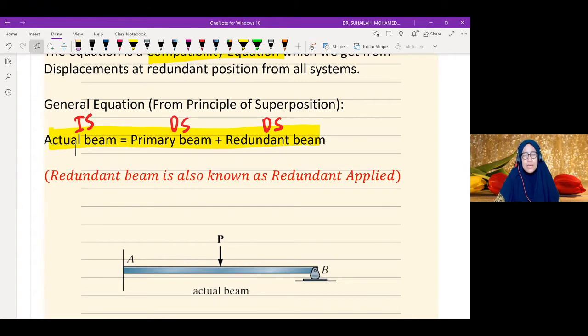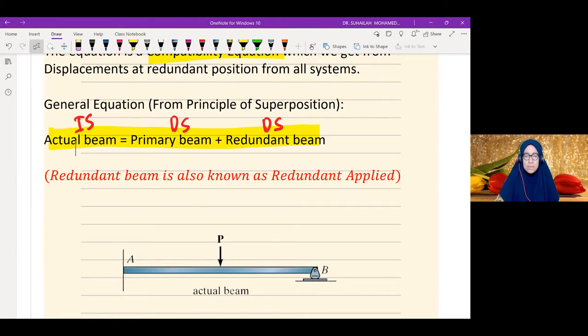Normally, whenever we analyze a structure, we call the redundant beam the redundant applied, because the redundant that we remove, we apply back into the beam, not as a support but as an applied load subjected to the system. I don't want to derive the compatibility equation this time because we have discussed that previously. I want to focus on examples.